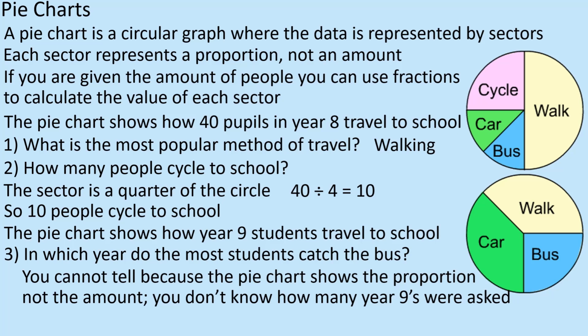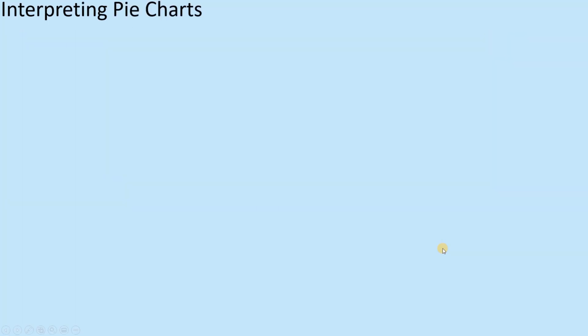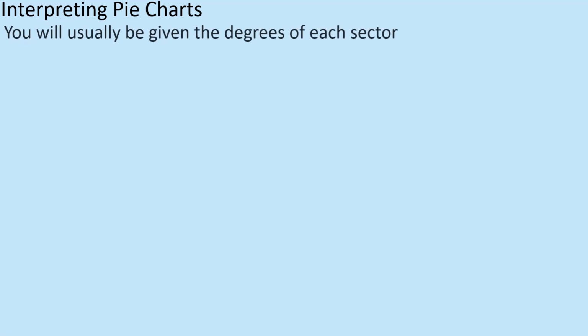So when we talked right at the beginning about each sector representing a proportion, it does, but without some additional information to tell us how many are in that whole circle or maybe part of that circle, we can't do much else about it. Okay. Right, so interpreting pie charts. Let's have a look.